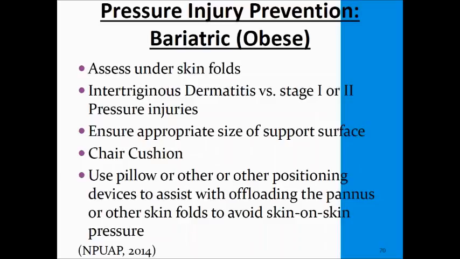You do want to assure the appropriate size of support surface as well. You want them to have sufficient room for turning so you are avoiding pressure against the railings of the bed. For chair cushions, make sure they have the appropriate size. Also use a pillow or other positioning devices to assist with offloading the pannus or other skin folds to avoid skin-on-skin pressure.